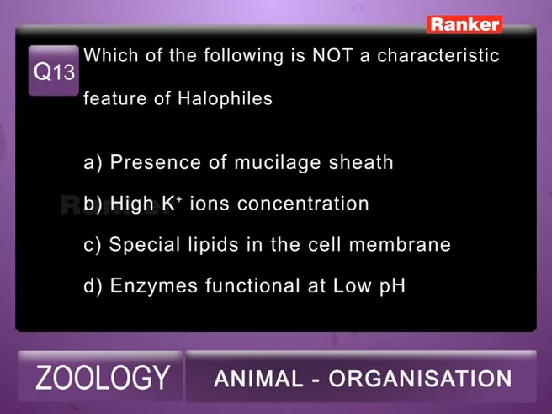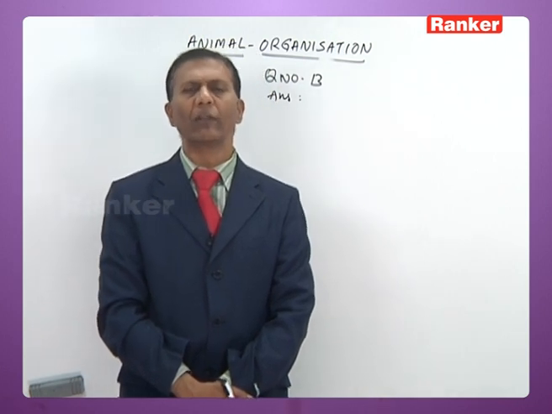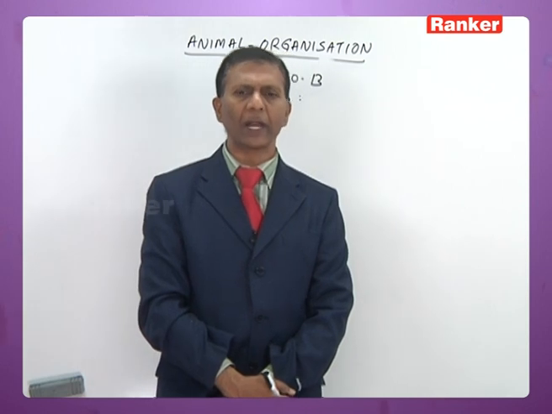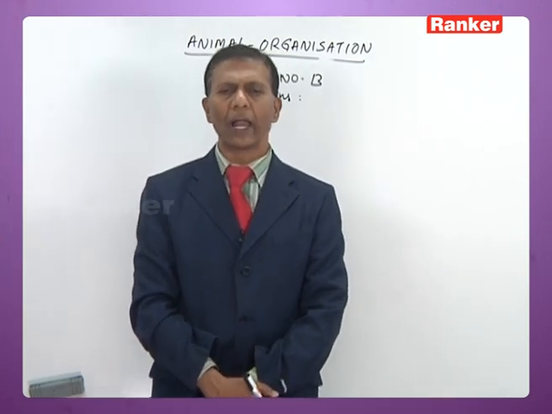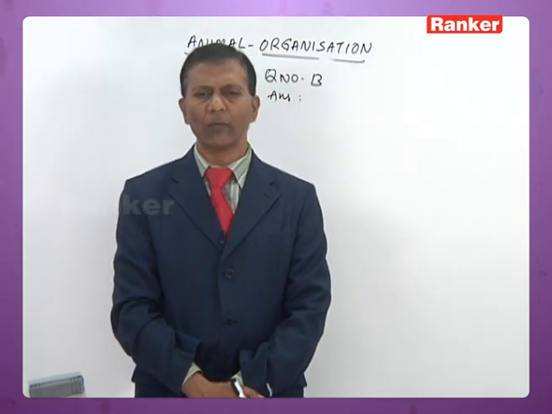13th question, which of the following is not a characteristic feature of halophiles? A, presence of mucilage sheath, B, high potassium ion concentration, C, special lipids in the cell membrane, D, enzymes function at low pH. Here, there are two types, halophilic bacteria and halophobic bacteria. The bacteria which can thrive well even in high salt concentration are called halophiles. The bacteria which cannot live in high salt concentration are called halophobes.